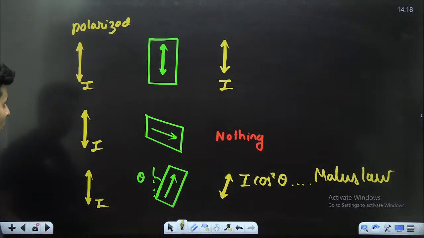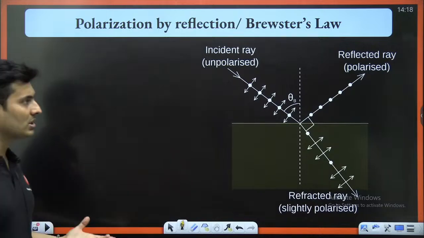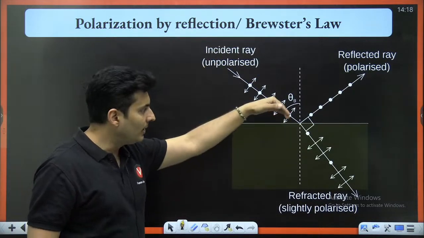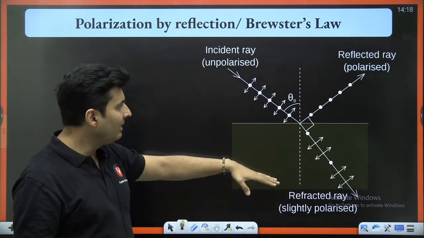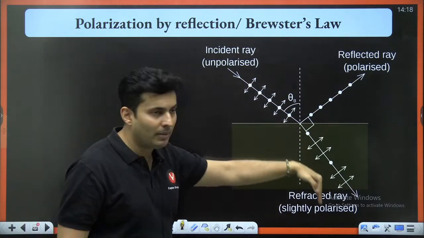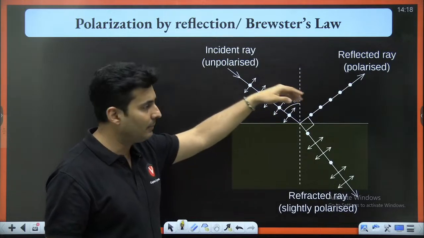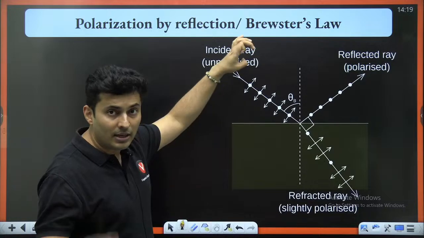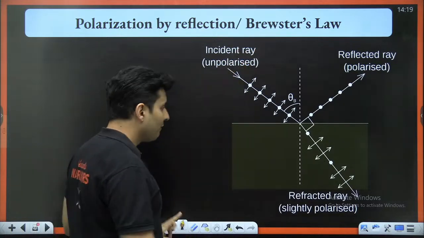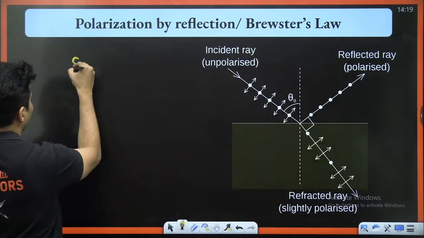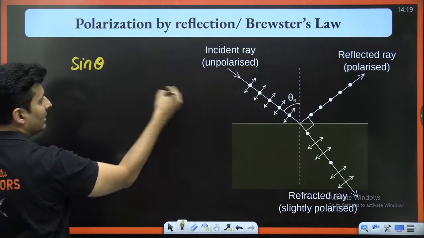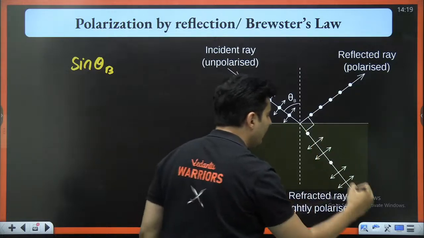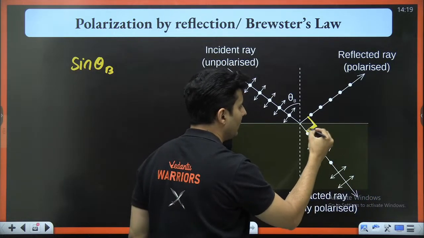Okay. Now, the last thing which you should know is Brewster's law. If you again take unpolarized light and make it fall on some refractive medium, then part of it passes through, and part of it gets reflected. Then you will see that in a particular situation, where the angle of incidence theta b is such that the reflected light and the refracted light are perpendicular to each other.